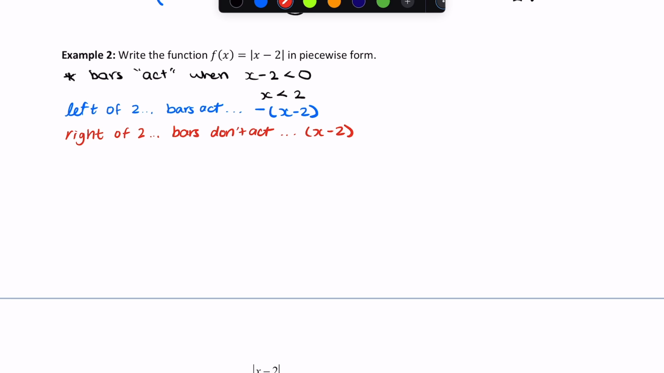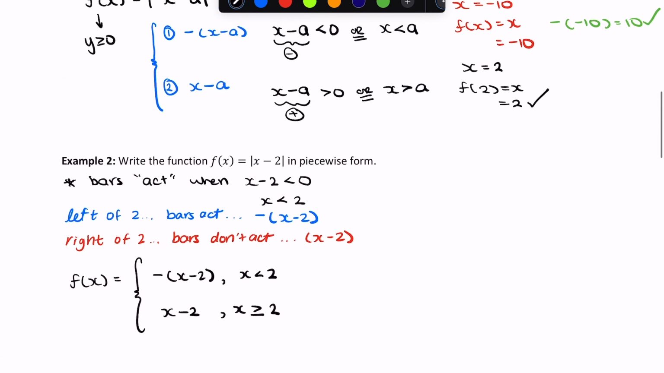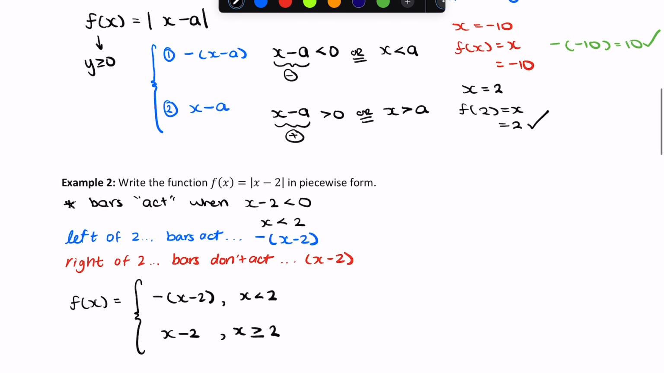So here, if we write it in this notation, which is called piecewise form, we will get f of x equal to, we use this large bracket to indicate our piecewise form, negative x minus 2 when x is less than 2, and x minus 2 when x is greater or equal to 2. So again, it follows the same understanding that we had in the first question and in these parameters that we put on when we looked at these conditions.